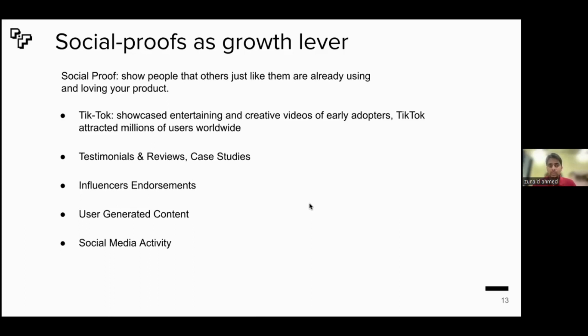Other than that, you can go with influencer endorsements and user generated content, where people are generating UGC, and then that content is getting put out on different platforms. New people are discovering that content, and based on what kind of content has been produced, they would get a pull to at least try that platform. And then social media activity is one thing where you just go out and put out what your product is about. So these are different ways other than gamification where you can even use social proof to drive growth.